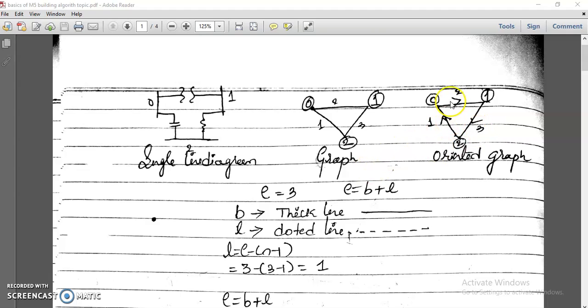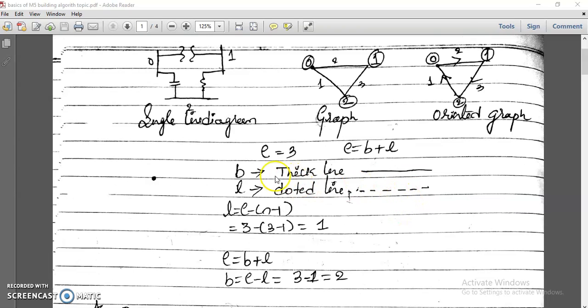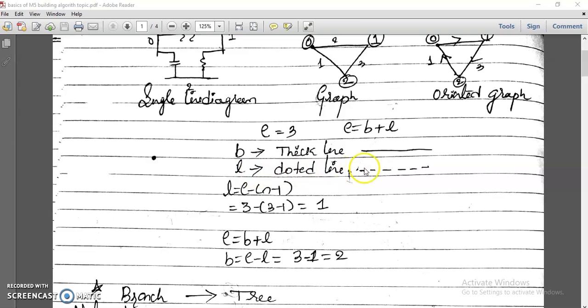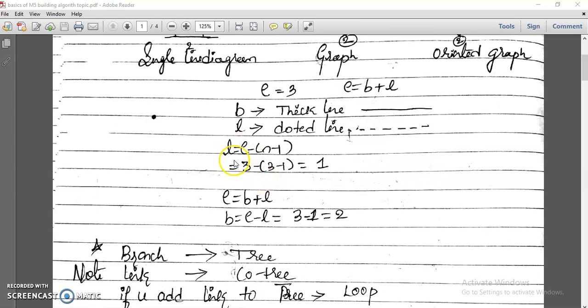Okay, so now how many elements are here? 1, 2, 3. Here 3 elements are there. E is equal to 3. And what is an element? An element is nothing but branch plus link. Branch is a thick line whereas link is a dotted line. Therefore, as you know, L is equal to E minus N minus 1. That is 3 minus 3 minus 1, which is equal to 1. The number of nodes is 3, so links will be 1.